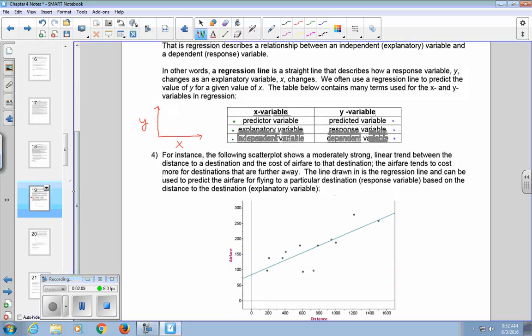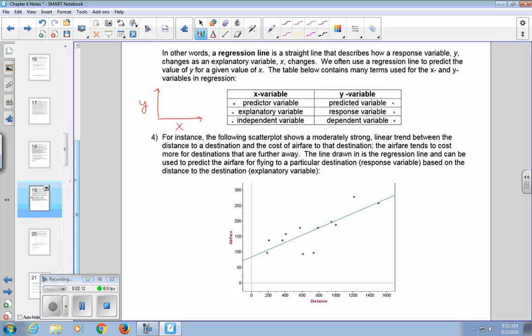All right, so for instance, just an example here, number 4: the following scatter plot shows a moderately strong linear trend between the distance to a destination and the cost of airfare to that destination. And so notice distance is on the horizontal axis, it's your x variable, and this is measured in miles. And airfare on your vertical axis is your response variable, and this is measured in dollars. So notice that the airfare tends to cost more for the destinations that are further away. The line drawn in is the regression line and can be used to predict the airfare for flying to a particular destination. Again, that's your response variable, based on the distance to the destination, your explanatory variable.